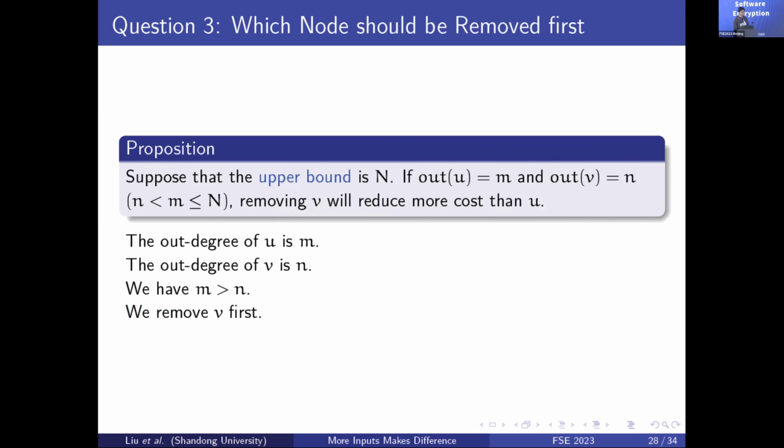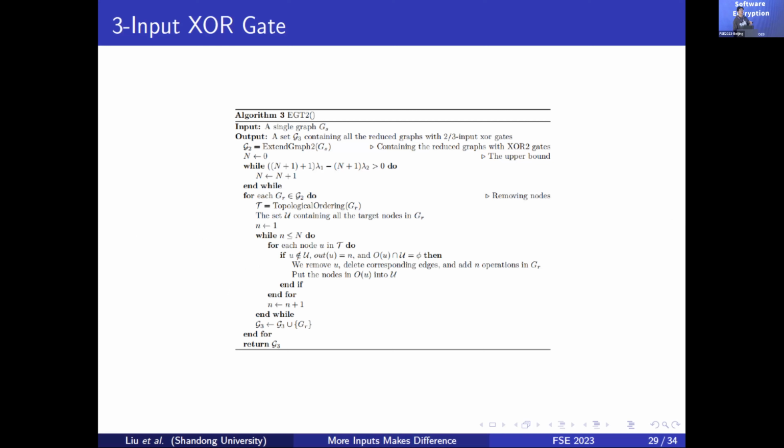And the third question, which node should be removed first? The proposition can answer our question. Suppose the upper bound is n. For example, if the out degree of U is m, the out degree of node V is n. If m is greater than n, we can remove V first. Removing the node V will reduce more cost than the node U. And then we have answered the 3 questions.